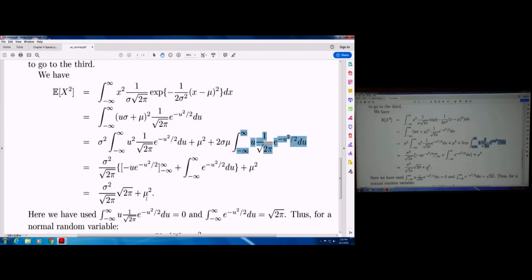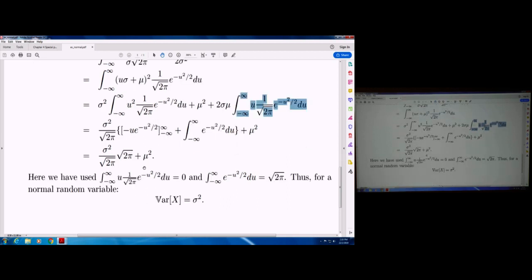Plus mu squared. What does that mean? It means the expected value of x squared is equal to mu squared plus sigma squared. So the variance is mu squared plus sigma squared minus mu squared, which is equal to sigma squared.